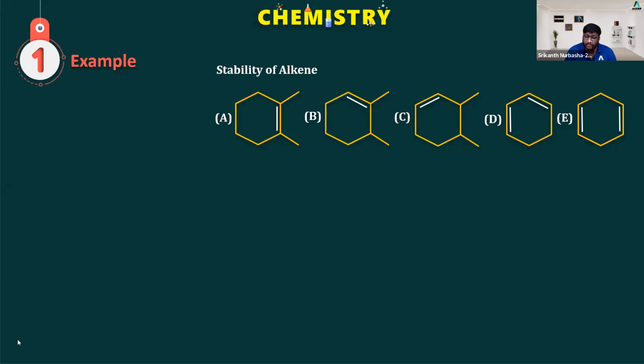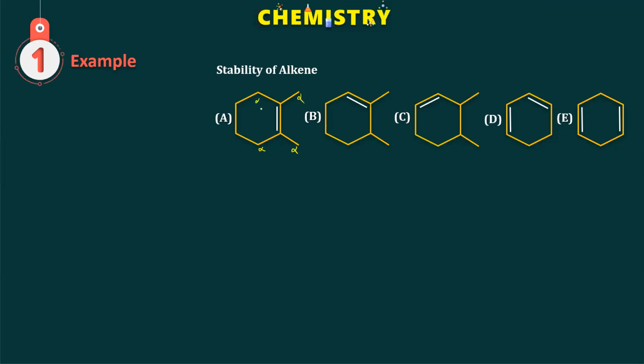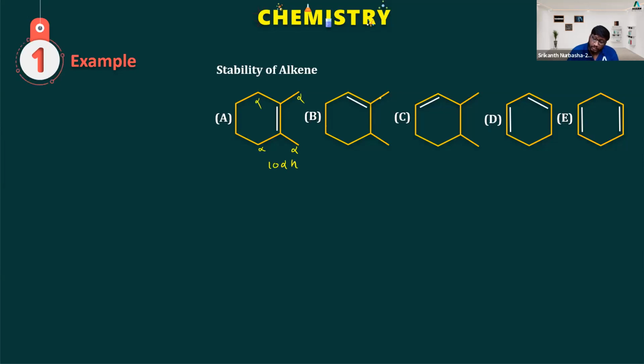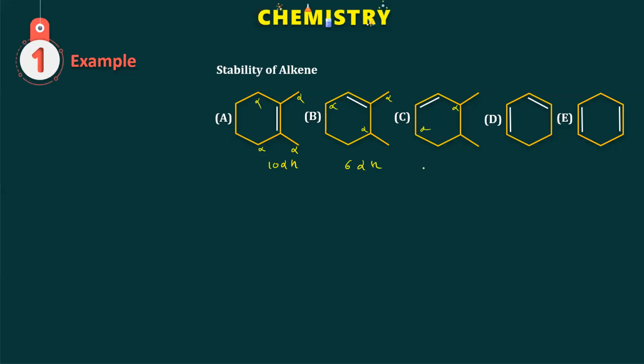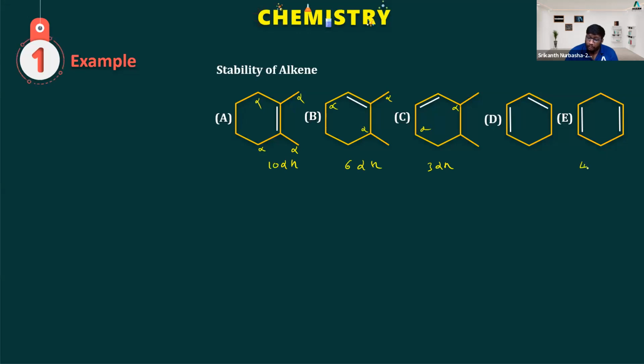Count the number of alpha hydrogens. How many alpha hydrogens are there in compound A? 10 alpha hydrogens. Second one, 6 alpha hydrogens. This is alpha, this is also alpha: 2 plus 1 plus 3, 6 alpha hydrogens. Third one, 3 alpha hydrogens. Fourth one, D. Fifth one, E. How many in E? 4 alpha hydrogens with respect to each C double bond C.